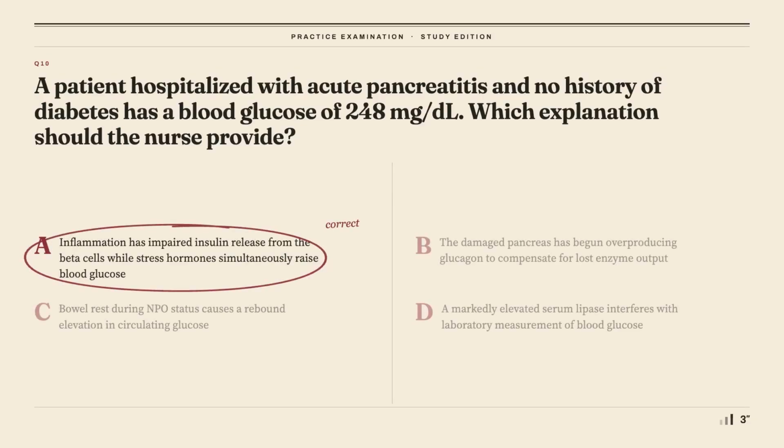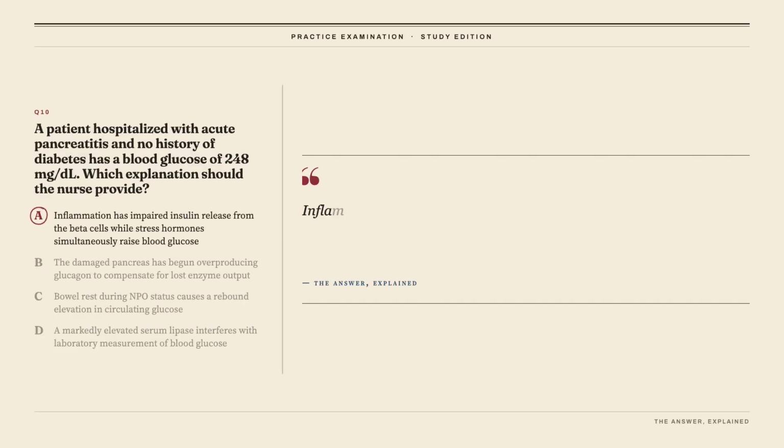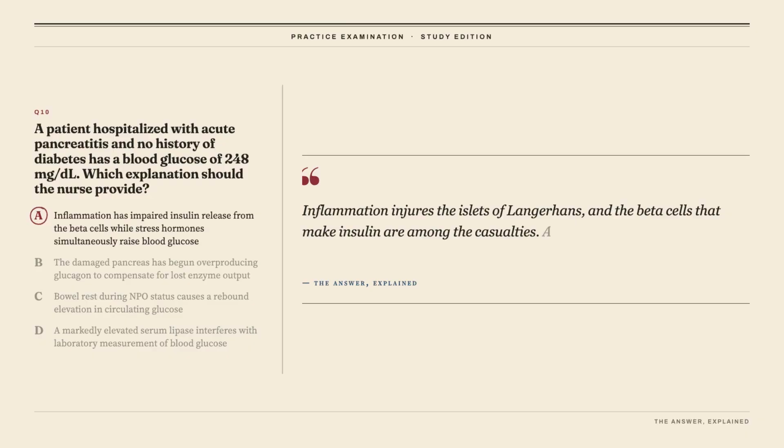The correct answer is A. Inflammation has impaired insulin release from the beta cells, while stress hormones simultaneously raise blood glucose. A is correct because inflammation injures the islets of Langerhans, and the beta cells that make insulin are among the casualties. At the same time, the stress response floods the circulation with catecholamines and cortisol, which raise glucose. The combination produces the transient hyperglycemia seen in acute pancreatitis.